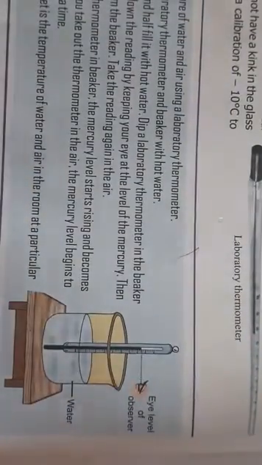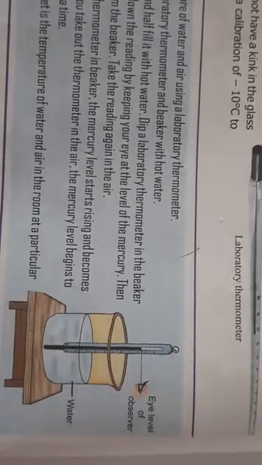For example, if this is the thermometer, you have to put it in the boiling water, and after putting it in the boiling water, you have to take the reading from here only, because as soon as you take it out, the mercury level will go back because there is no kink. So this way you can take the temperature of boiling water using a laboratory thermometer.